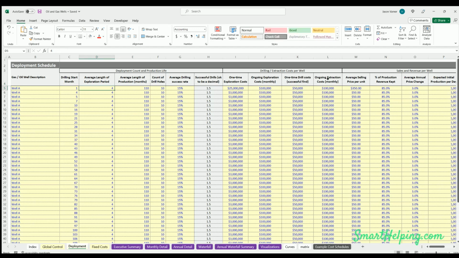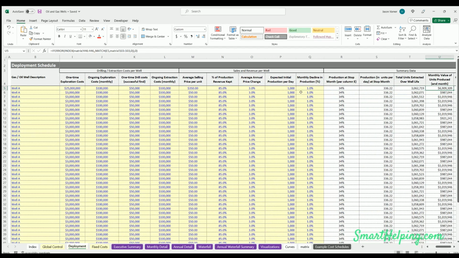And then you've also got the ongoing extraction cost. So this is the ongoing monthly cost to continue to pull out the gas or oil. So those all update dynamically and will populate across the useful life of the well, the well cohort, and it'll all summarize into the monthly and annual details, as well as the executive summary.